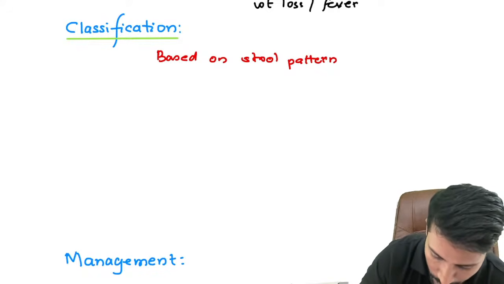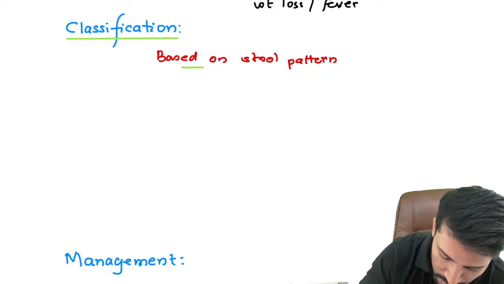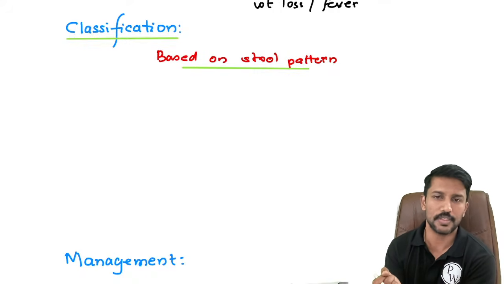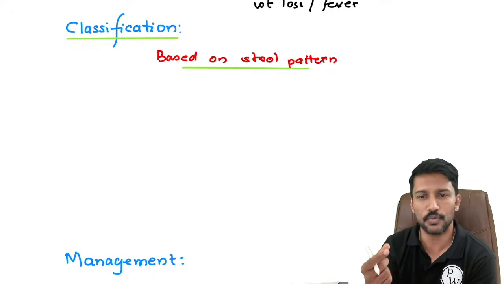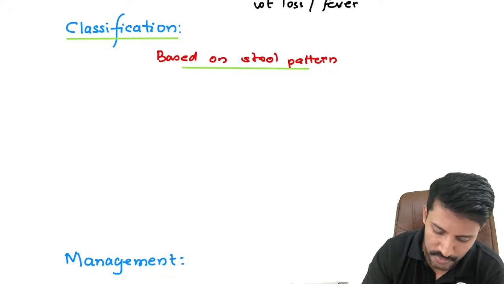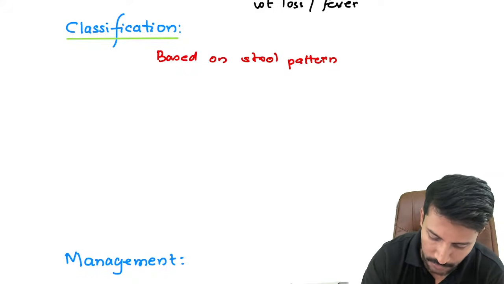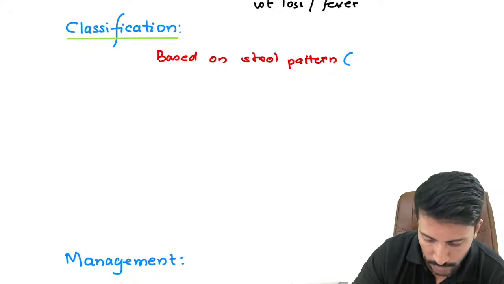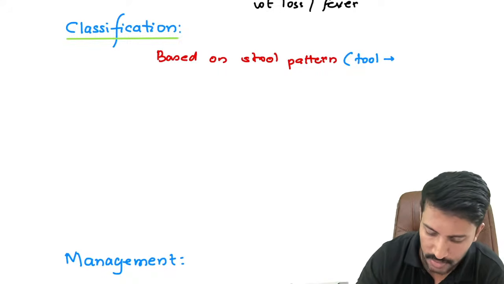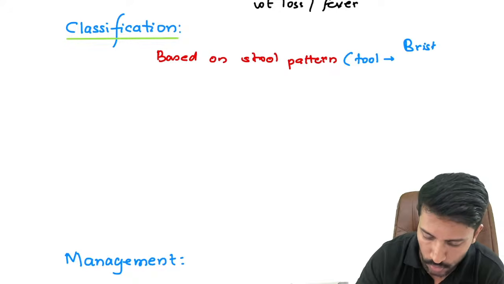Okay, so based on stool pattern. Now, how will I get to know the stool pattern? Patient may say, sir, my stool is loose, my stool is hard, but can I just take the patient's words here? No, because what constitutes hard stool or loose stool has to be objectified. So how will I objectify it? We will be using a tool for stool pattern assessment. It is called the Bristol stool chart.